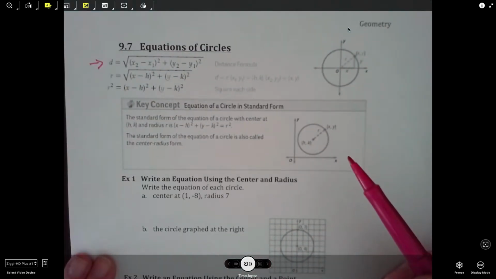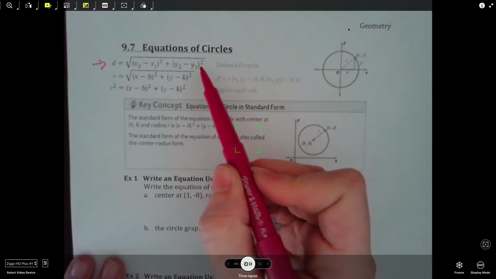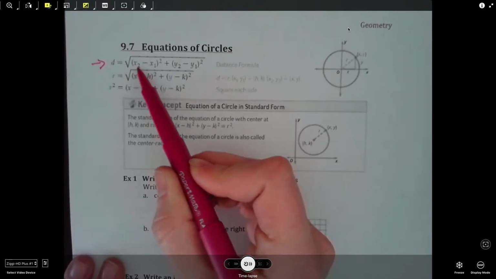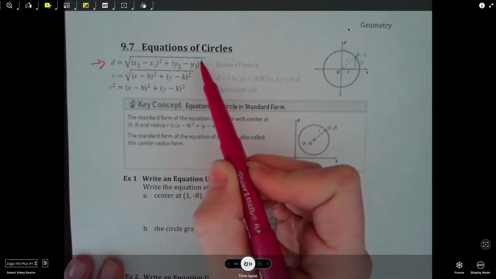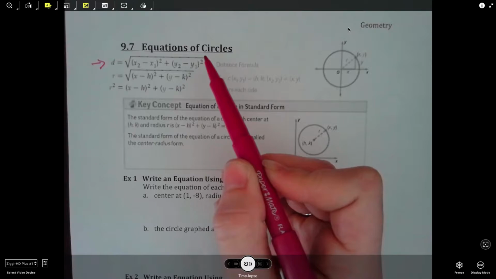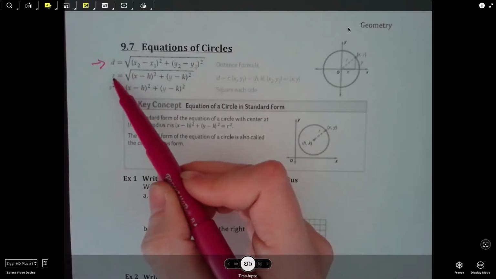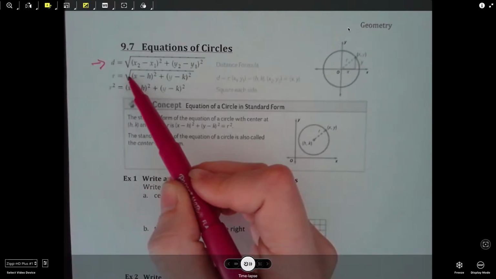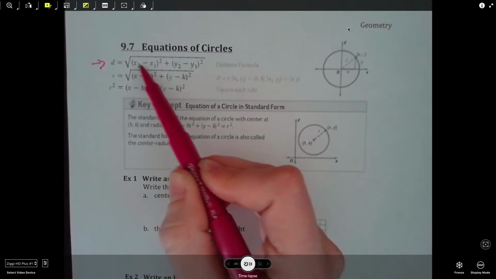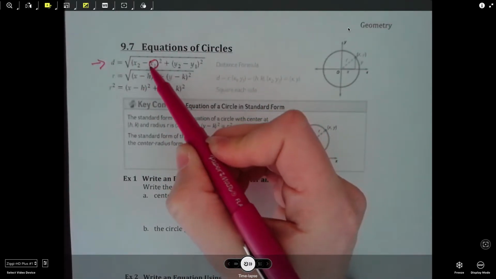That should look kind of familiar to you. A lot of you have that memorized already. So x2 minus x1 squared plus y2 minus y1 squared. The equation of a circle actually comes from this distance formula. So instead of using distance, though, they refer to it as the radius. So radius is equal to the square root of this. The only thing that they have changed inside of here is they've switched this x1 here to h and this y1 to k.